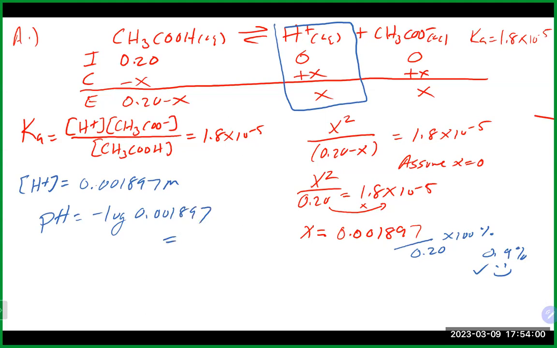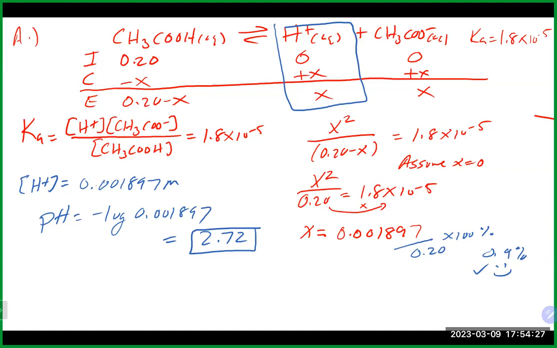And that would get us minus the log of 0.001897, a pH of 2.72, which is acidic, and this is an acid, so that is good, just not basic, right? Any questions on any part of that calculation? That's pretty much the calculation we did in the previous chapter, yeah.